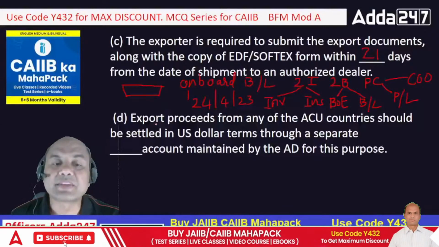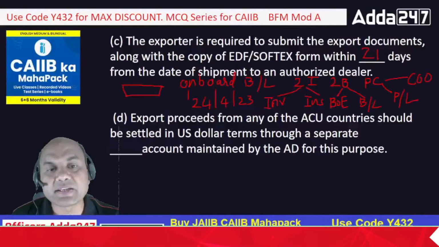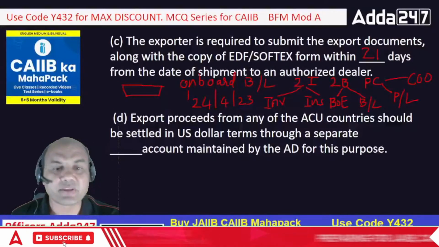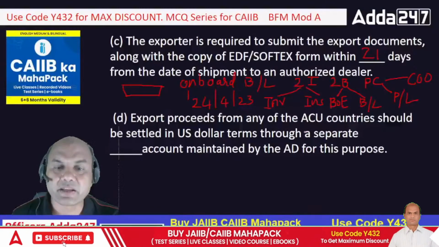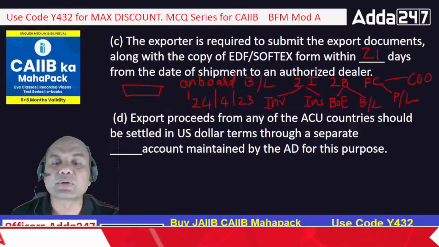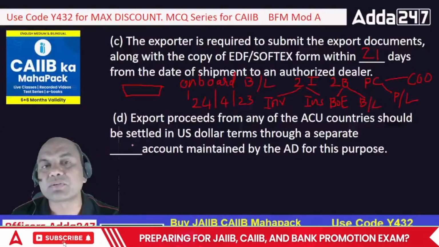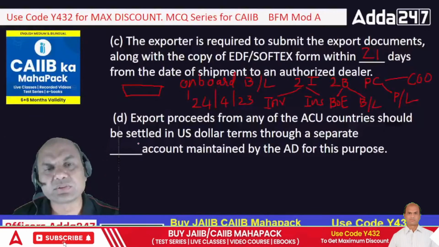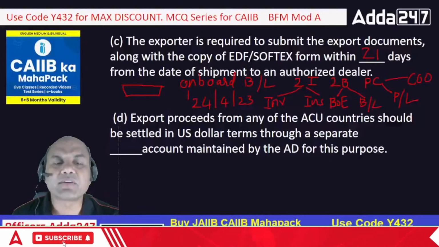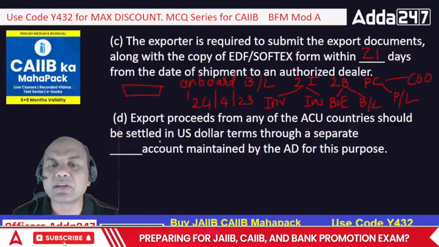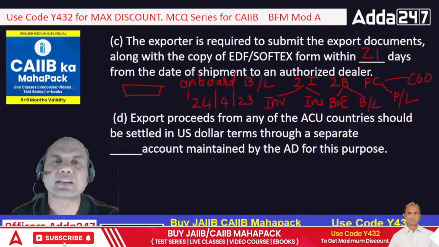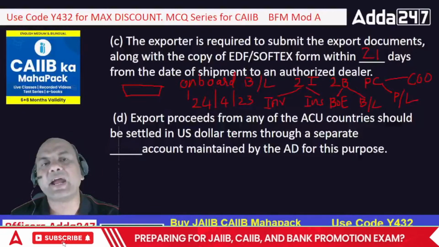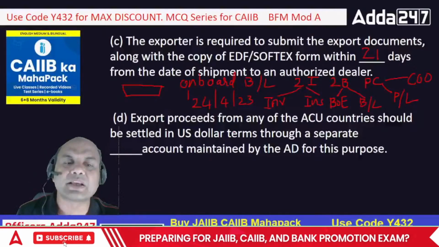So from these ACU countries, if we trade with each other, then it should be settled through a separate dash account. What is this dash account? Anyone knows this? What is this ACU? See here, we deal mainly with our neighbors. We are all neighbors over here, all the countries, right? So we all deal with each other, and what happens? I'll tell you.